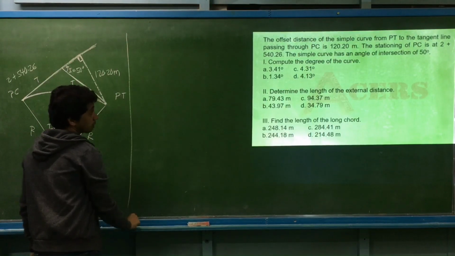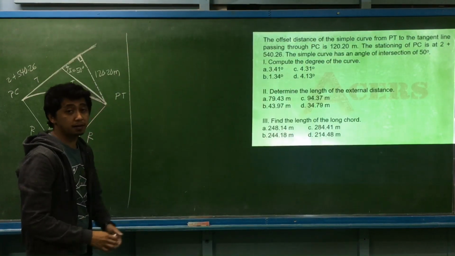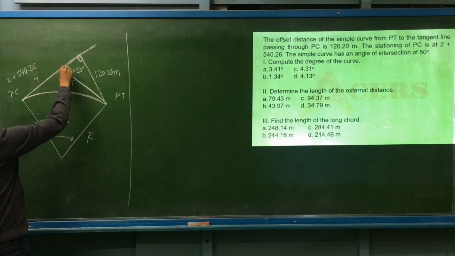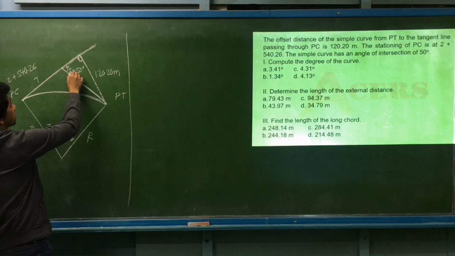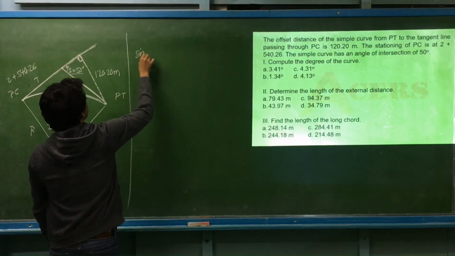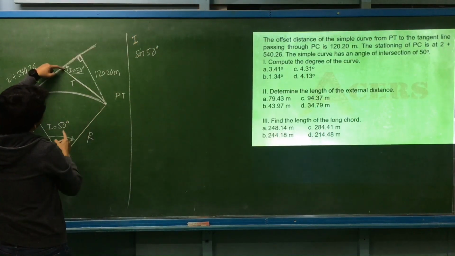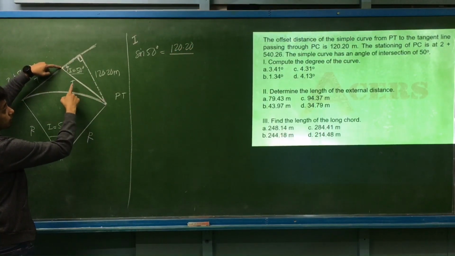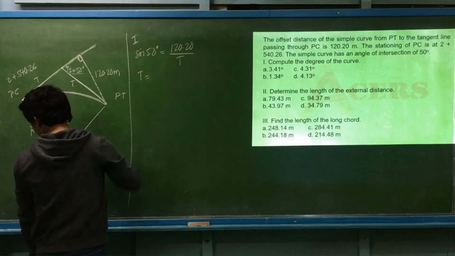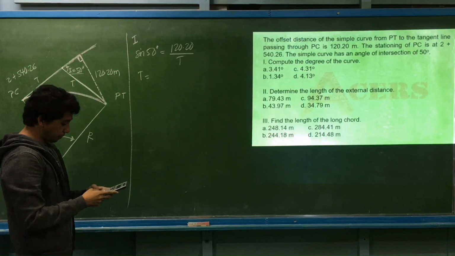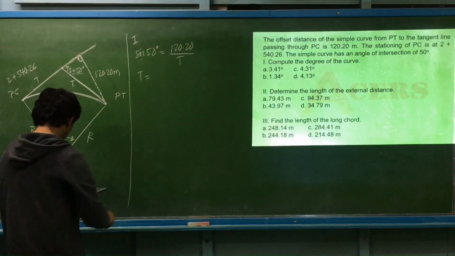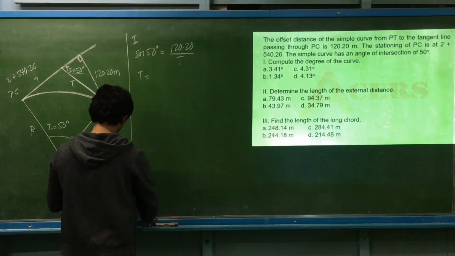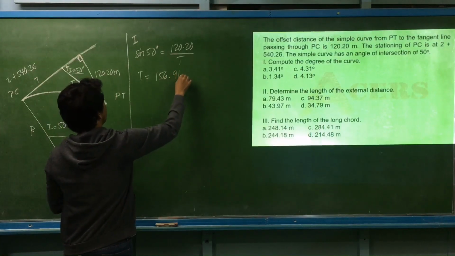So required number 1, compute the degree of the curve. Para makuha yung degree ng curve, kailangan natin ng radius. So kaya lang, based dito, mag-focus lang muna tayo sa triangle na to. So this is 90 degrees. We can use the function of sine para makuha yung tangent. That is, sine of 50 degrees, that is opposite, is equal to 120.20 divided by hypotenuse ng triangle na to, yung tangent, divided by the tangent. So the tangent is equal to 120.20 divided by sine of 50. Okay, we have a tangent distance equal to 156.91 meters.